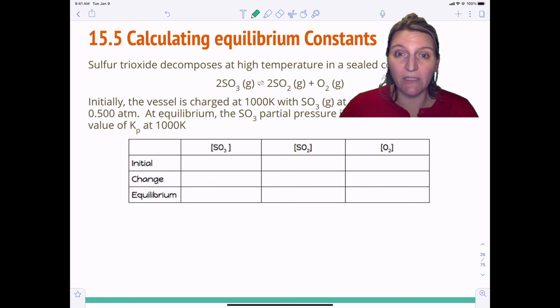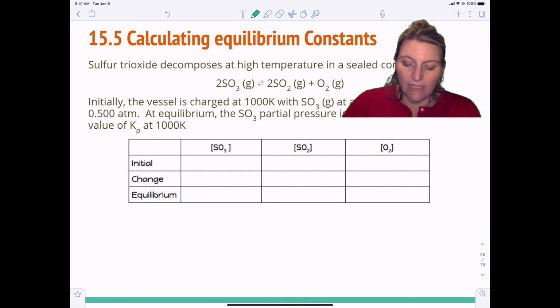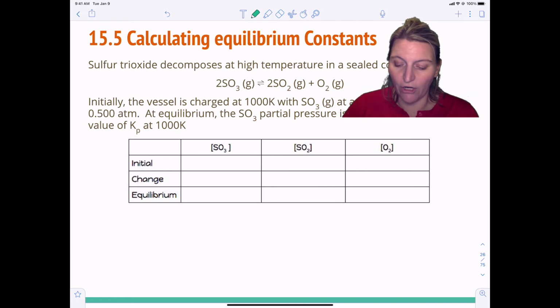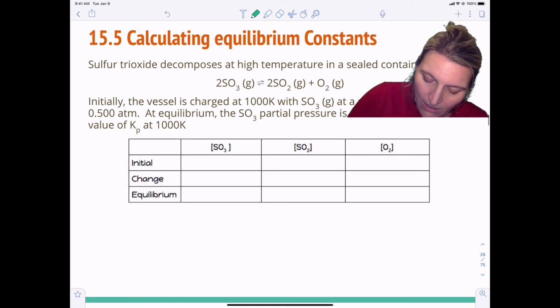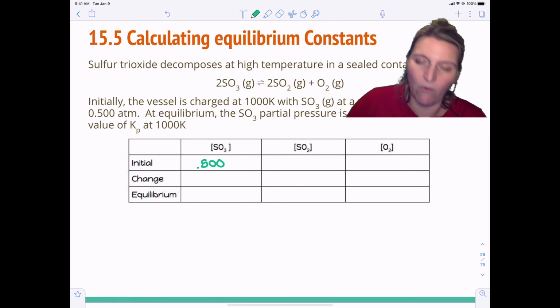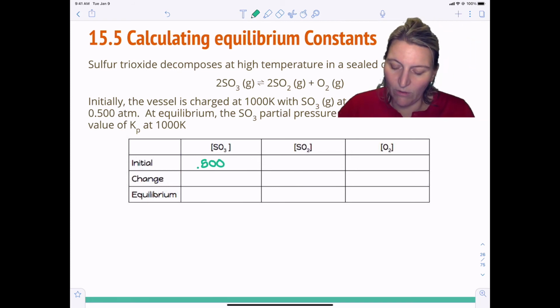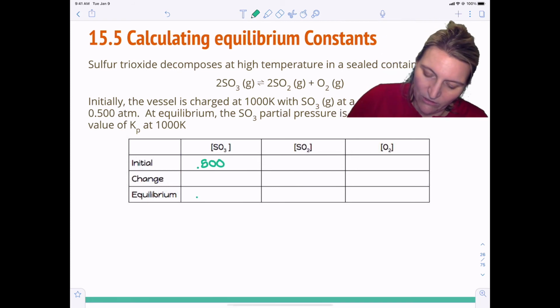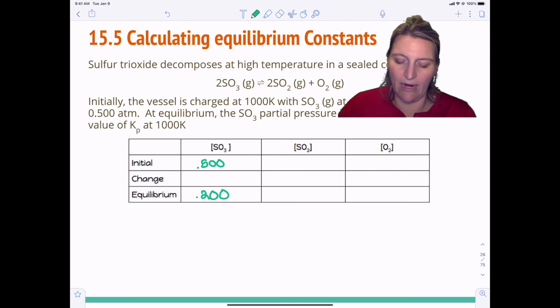Pause the video, try it on your own, and then restart the video and see how you did. It says initially the vessel is charged at 1000 Kelvin with SO3 gas at a partial pressure of 0.50 atm. So SO3 is 0.500 atm. At equilibrium, the SO3 is 0.200 atm. Calculate the value of Kp.